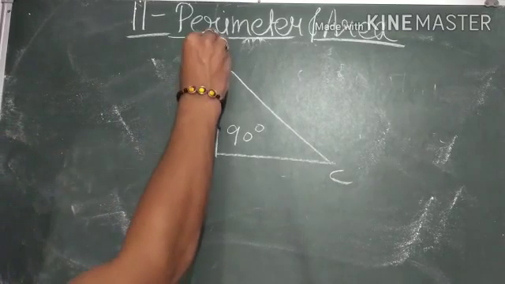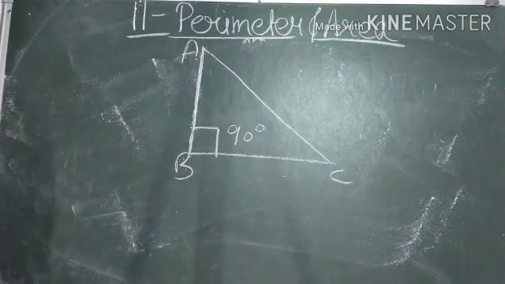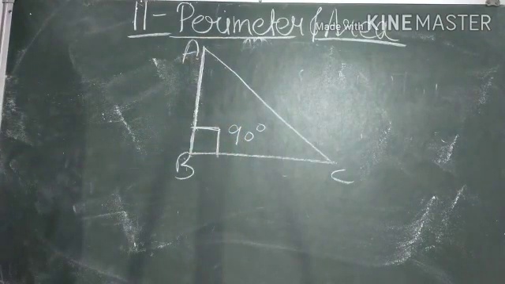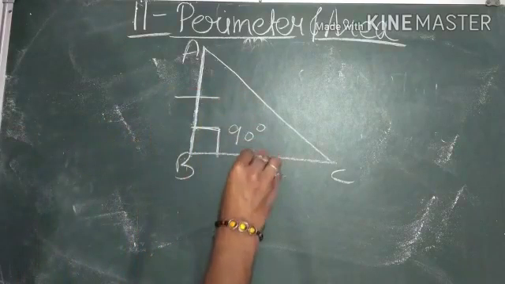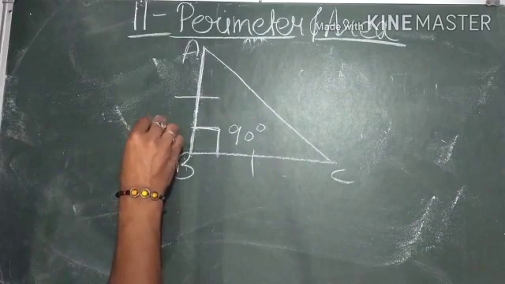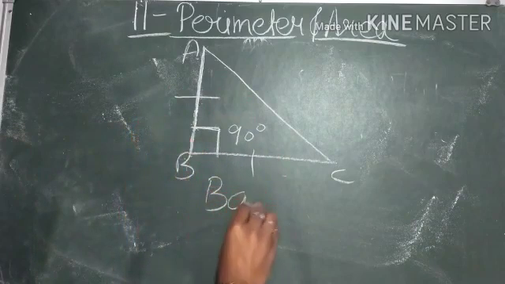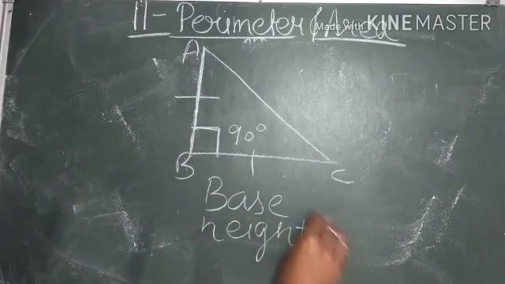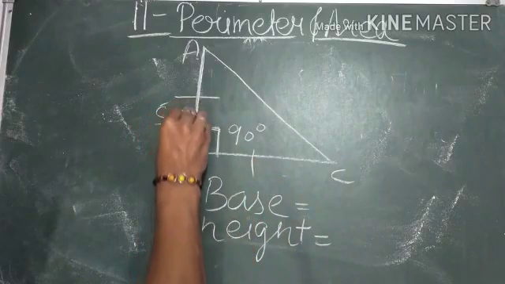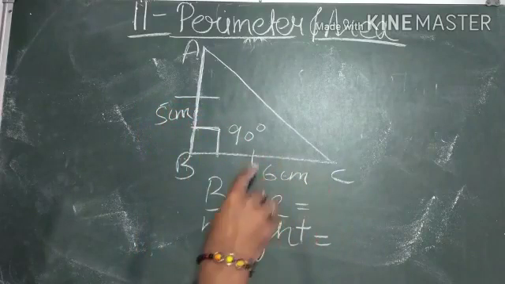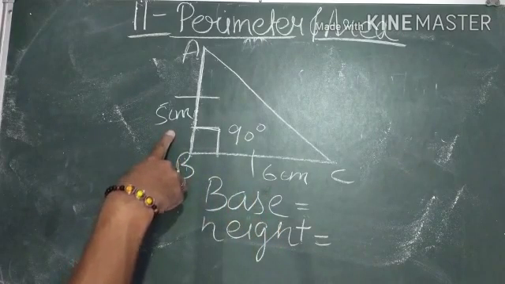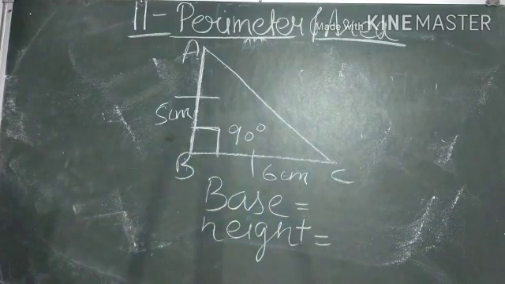One more thing in a right angle triangle: the side to which the 90 degree is attached is the perpendicular or base. The smaller side is the base, or the bigger side is your height. If it is 5 centimeter and this is 6 centimeter, so this will be your perpendicular height, or this will be your base. Perpendicular height is the same in triangles.